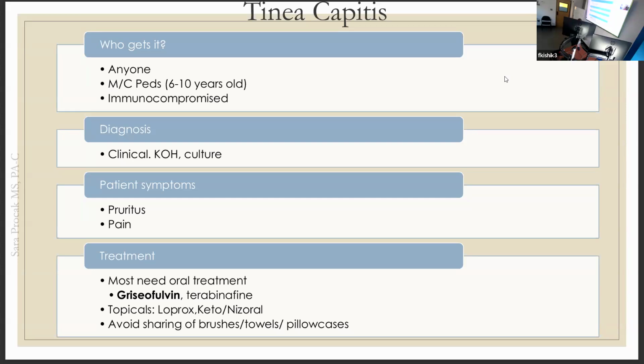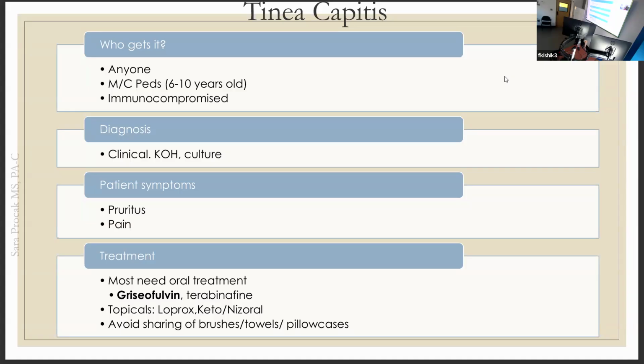Because this is affecting the hair follicle, you are going to need oral treatment. Anytime you get a question on the boards that says this is tinea capitis, you have to assume it's affecting the hair follicle. You have to do oral treatment. It's going to be the answer every time.